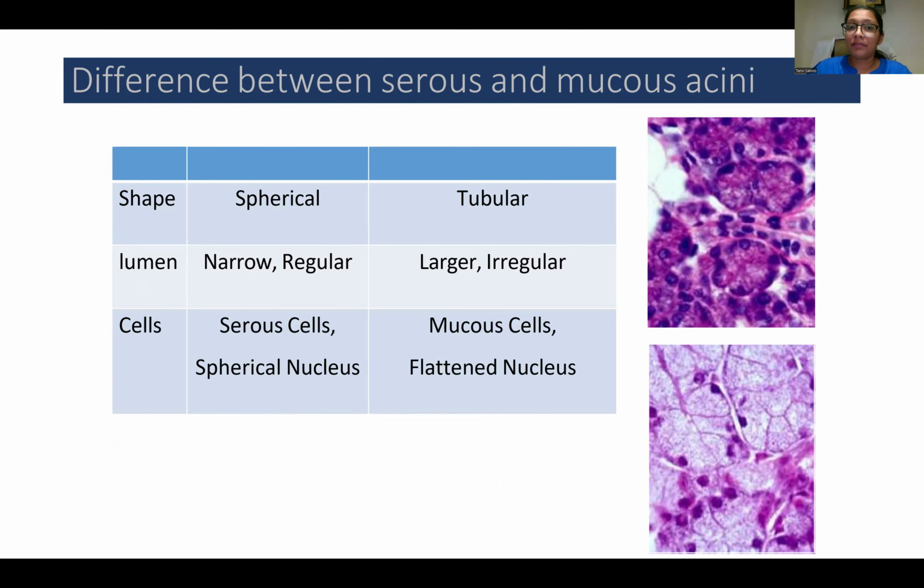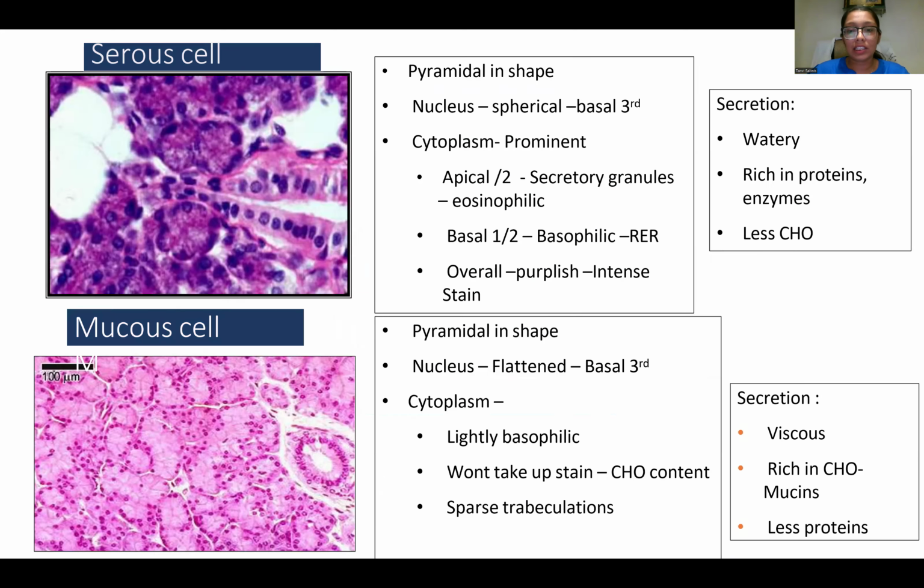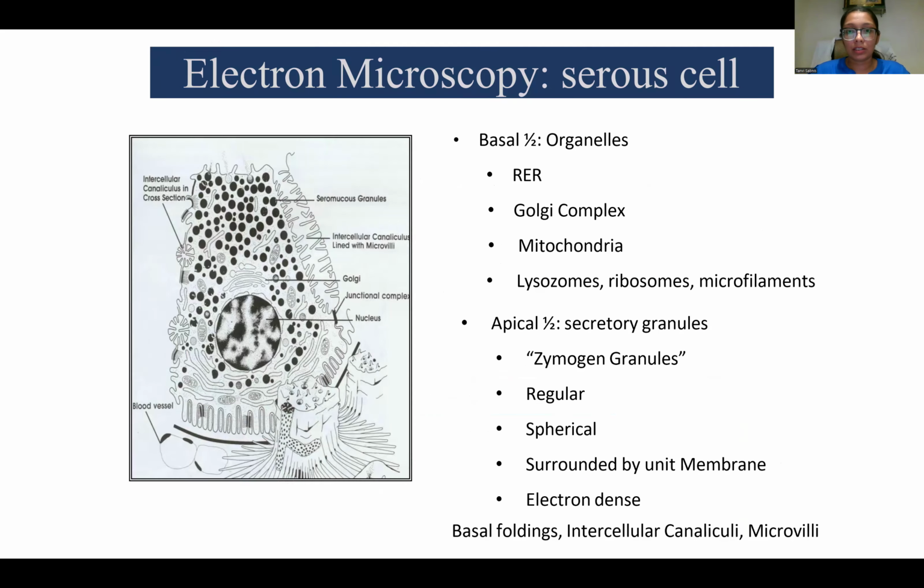To brief about the differences between the serous cells and the mucous cells: in the serous cells, the serous acini are going to be spherical. The lumen is going to be narrow and regular. And the cells here are serous cells with a spherical nucleus. In case of the mucous acini, the shape is going to be tubular. They're larger and have an irregular lumen. And the cells here are the mucous cells with a flattened nucleus. So that's what we saw about the serous cells and the mucous cells.